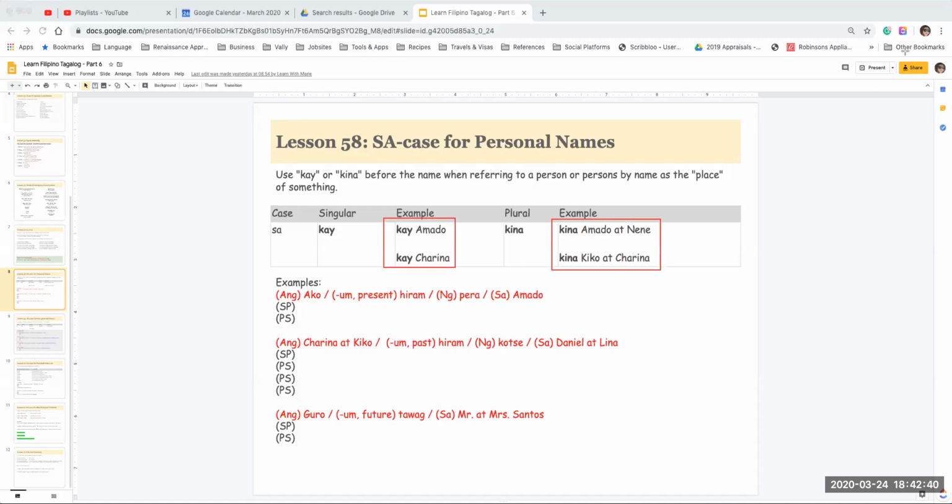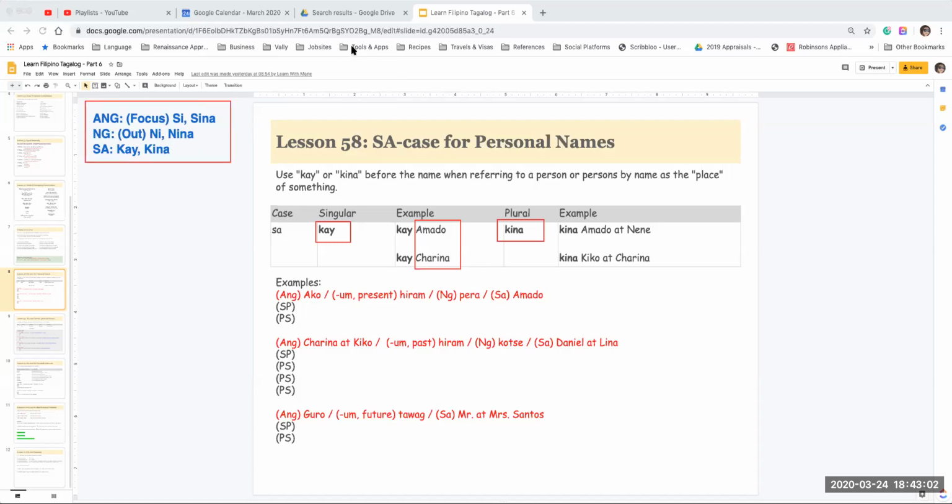Kay Amado, kay Charina. Kina Amado at Nene, kina Kiko at Charina. Very good. As I mentioned earlier, this on the left is what we use for personal name markers, and then we have the pronouns. So here, let's practice making sentences. I have some given prompts here. You know your ang case, your verb, your object, and your sa case.